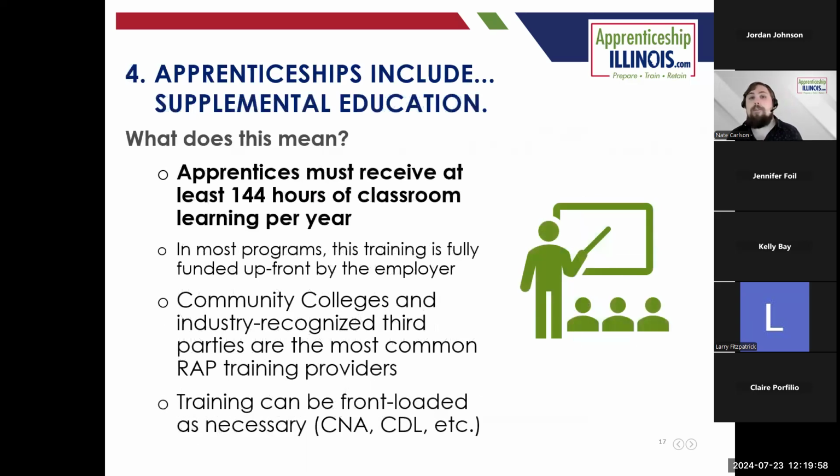The fourth element of apprenticeships is supplemental education. And what does this mean? A huge component of apprenticeships is earning and learning. And so apprentices learn on the job from their mentor, and they also learn in a classroom environment of some kind. Apprentices must receive at least 144 hours of classroom learning per year.